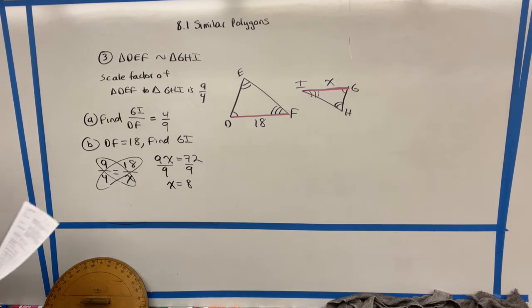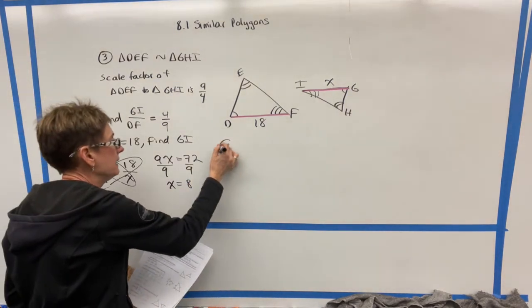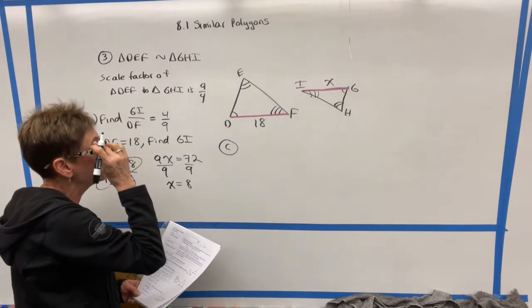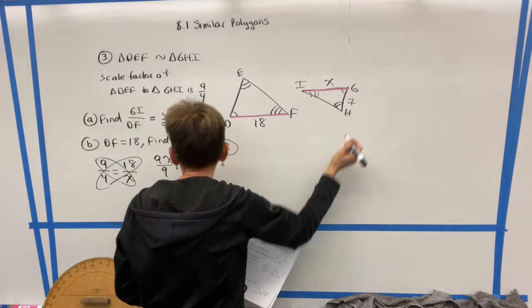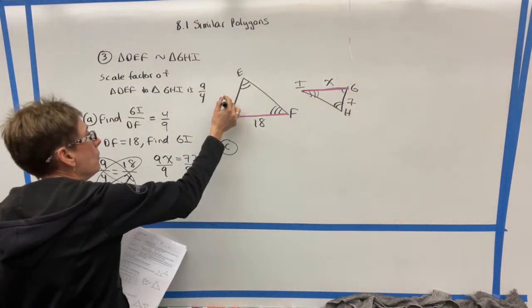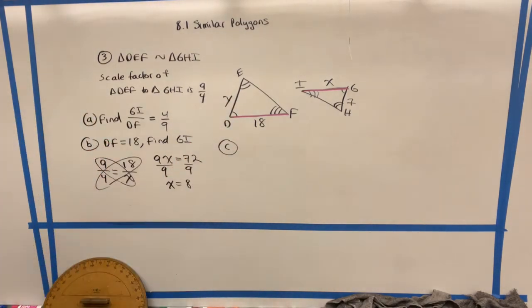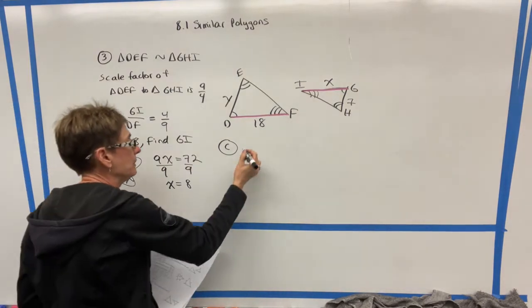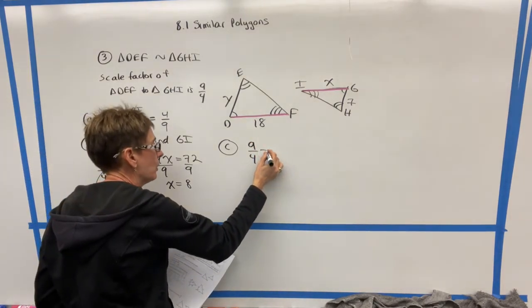Okay, let's try another one. For part C, it says if GH is 7, so we'll make that be 7, find DE. Let's call that Y. Again, let's go from left to right. The scale factor from left to right is 9/4.